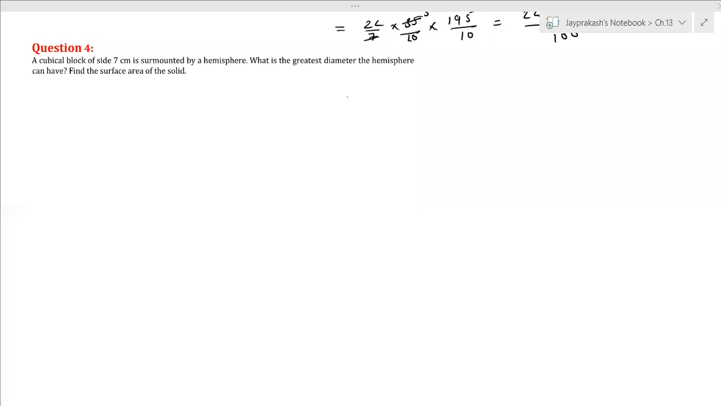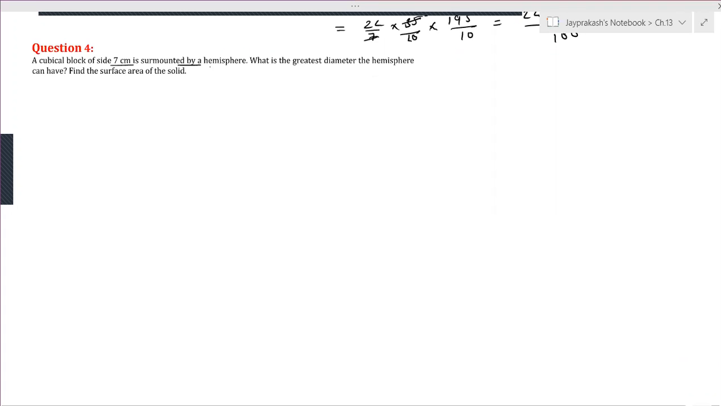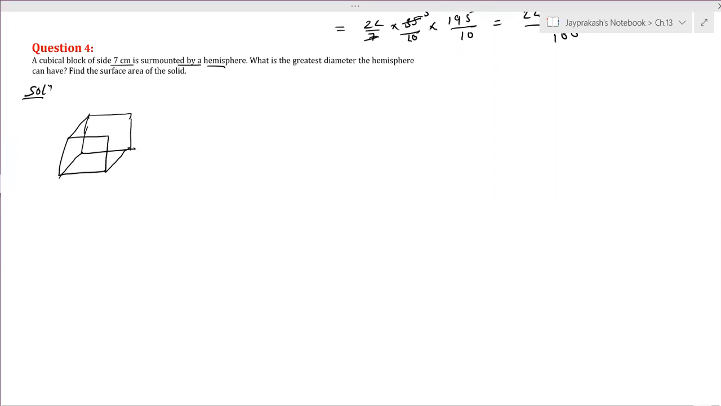In the question, it is given that a cubical box of side 7 centimeter is surmounted by a hemisphere. Means the hemisphere is placed on top of the cube. So when we draw the diagram, let the base be the cube, this is the cubical box, and the hemisphere is surmounted on it. Now place the hemisphere on top of it.